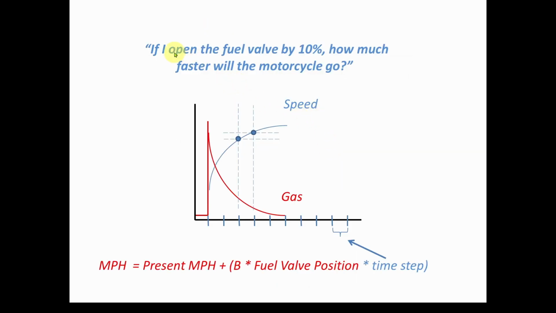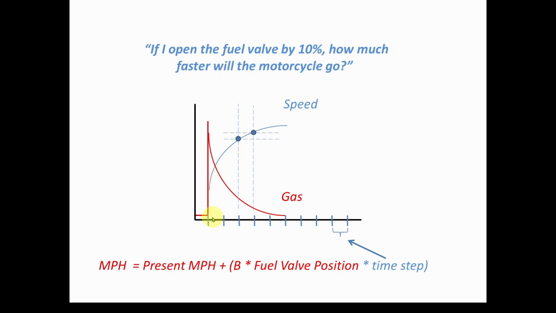So what we're saying is, if I open the fuel valve by 10%, how much faster will the motorcycle go? We also need to specify when we are going to measure the next speed. Are you saying how much faster will it go in 10 minutes or in a tenth of a second? So it's really important to specify not only that you're increasing the fuel valve by 10%, but that you want to know the new speed after a tenth of a second, or 5 seconds, or 10 seconds.